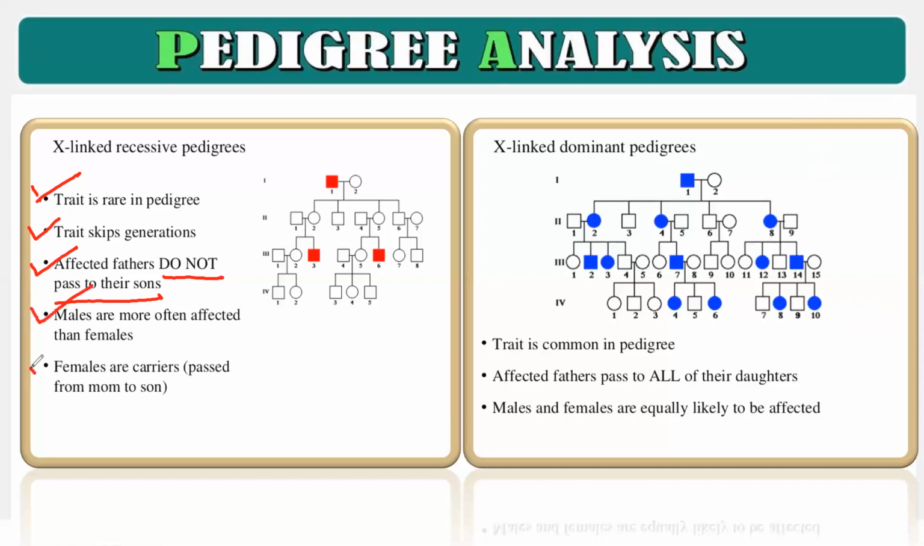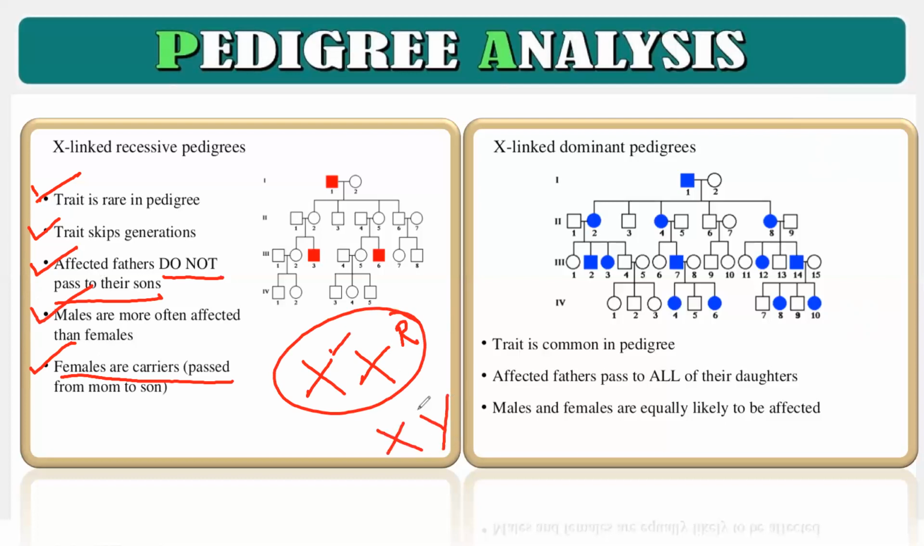Females are carriers. Remember, in a sex-linked recessive gene, females are always carriers because they have 2 X chromosomes. If this one is mutant, this one is the correct one. On the other hand, males carry only 1 X chromosome. So if the damaged chromosome, the chromosome that carries this disorder, fuses with the ovum, then that will lead to an affected male, right? So males are more often affected than females.